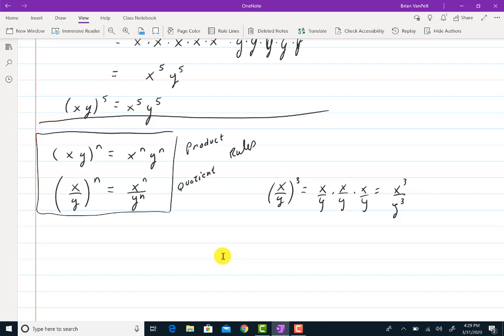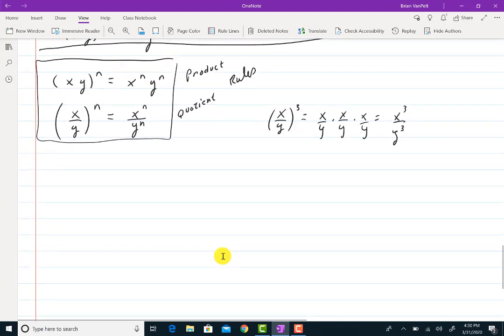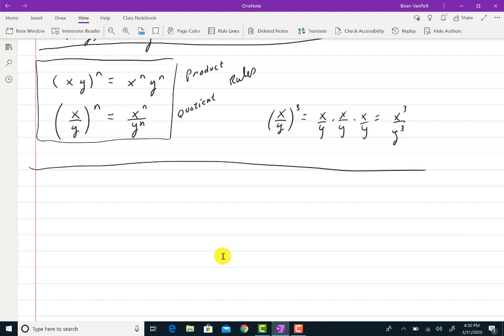So let me, product, I guess, some of the names of these things are weird. Let me do some examples to illustrate everything we've got going here.